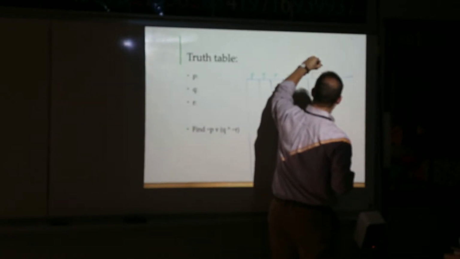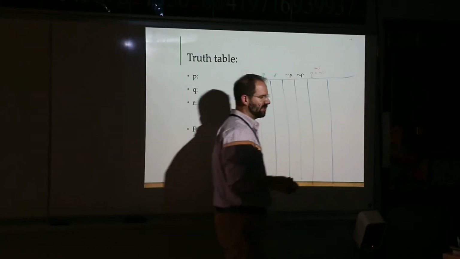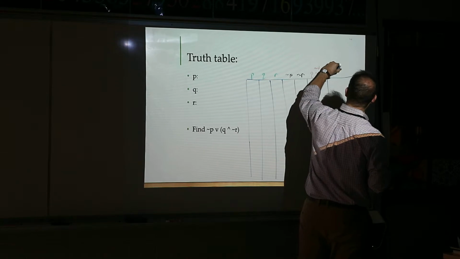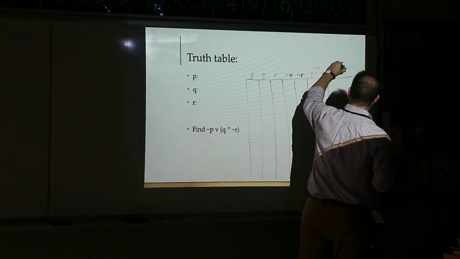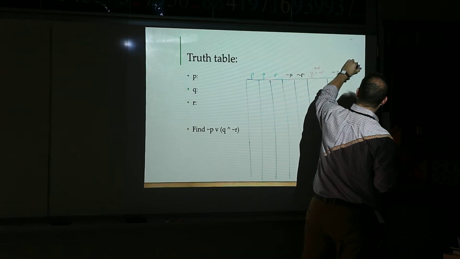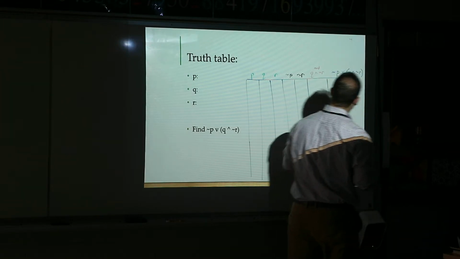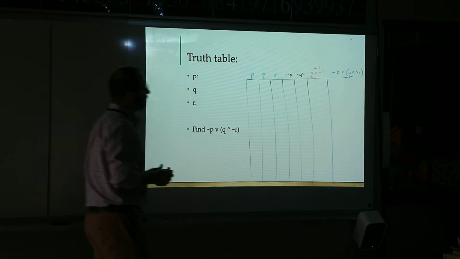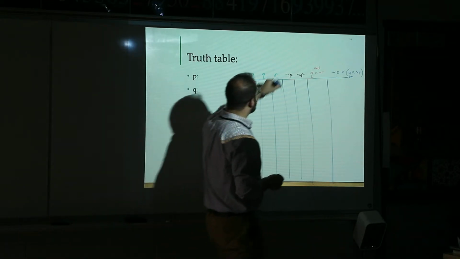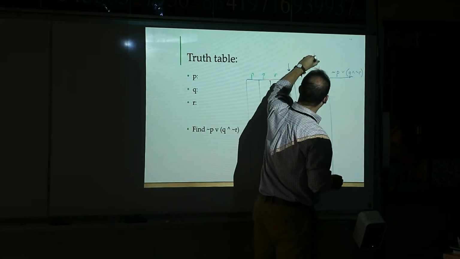So this is an AND problem. That's going to be the one where there's going to be a lot of falses. And then the final answer I'm looking for is the overall thing: the not P column or Q and not R. So that's the final column, the final answer I'm looking for. And to find that final answer, I have to use this column right here, and I have to use this column.